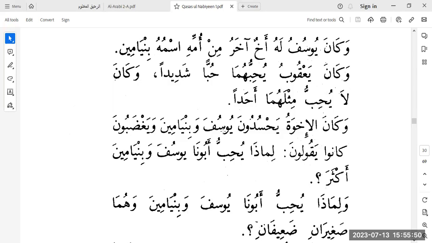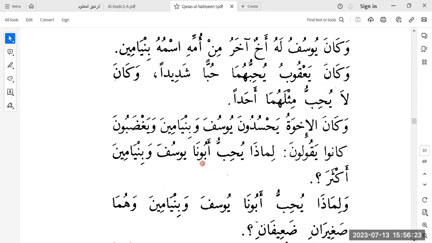لماذا يحب أبونا? Why does our father love Yusuf and Binyamin more? So أكثر here is maf'ul bihi. لماذا, why يحب أبونا? The fa'il of يحب is أبونا. Why does our father love Yusuf? See here, we don't use abun, we use waw. This is marfu' with waw, because it is mudaf here.